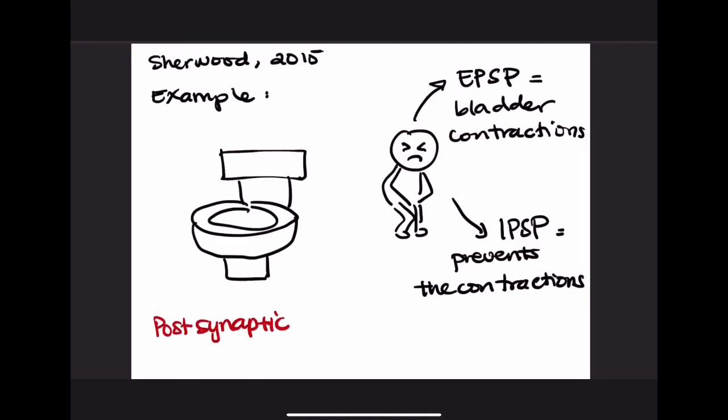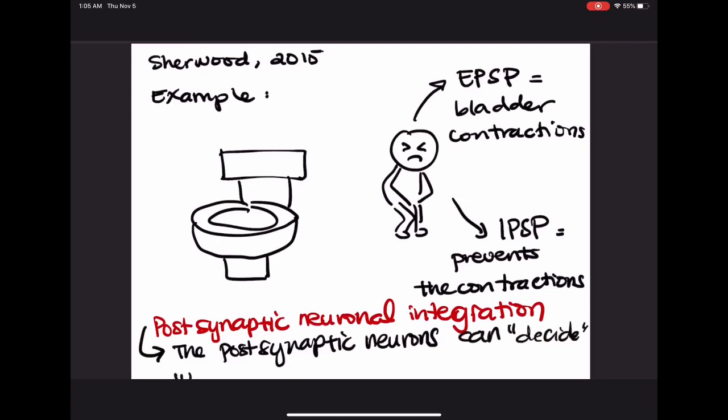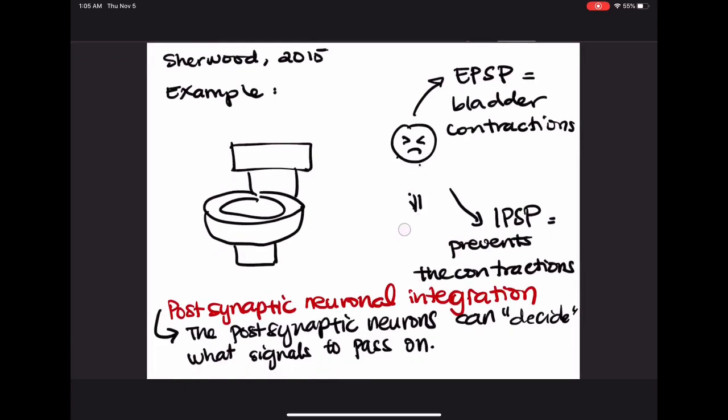So the EPSP and the IPSP working together is actually an example of postsynaptic neuronal integration, because our neurons pretty much, quote-unquote, decide what signals to pass on. They can put out a signal that says, okay, go ahead and urinate, you're in the restroom now. Or they can say something like, no, don't go yet, you're not anywhere near a toilet. However, we cannot hold our urine indefinitely. If we do not find a convenient time or place to urinate, then the EPSP could overpower the IPSP, which will then cause us to have an accident.